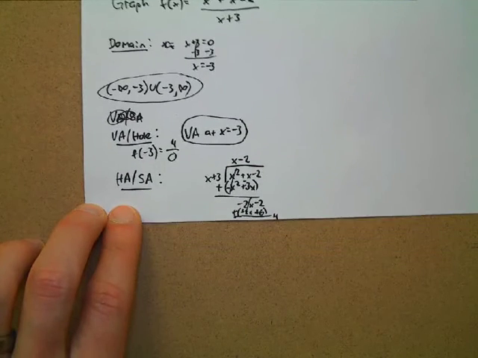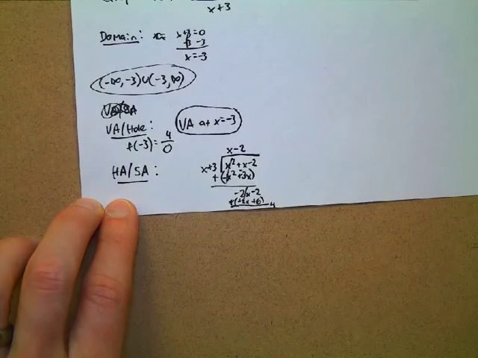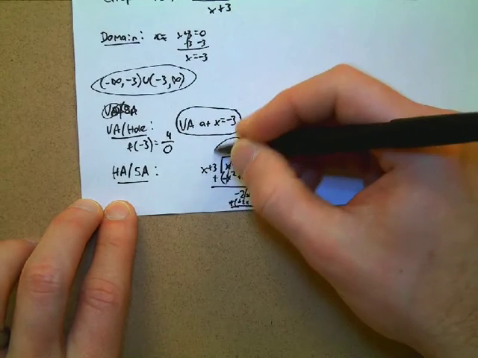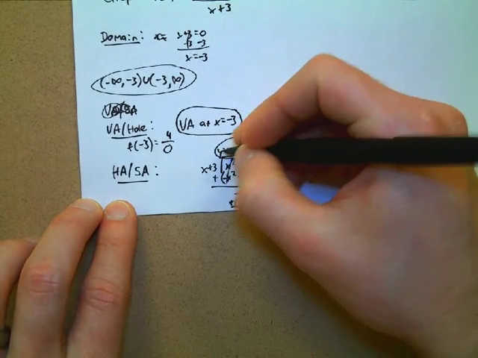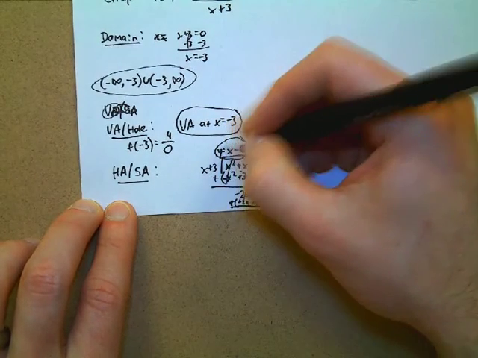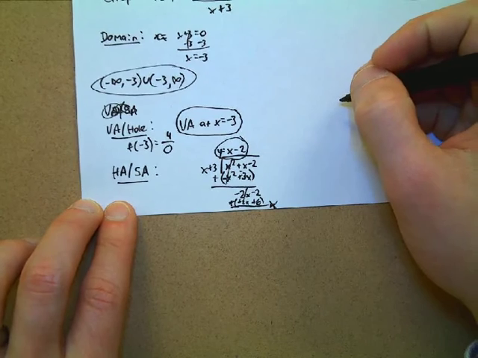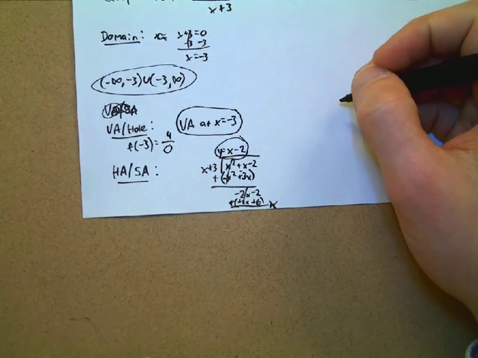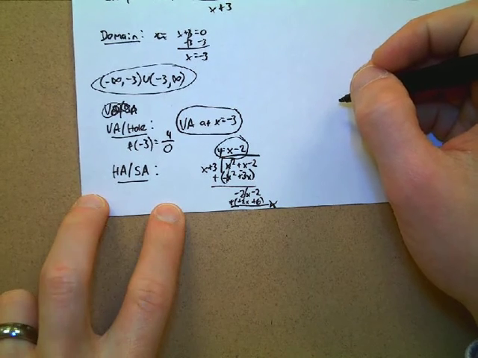4 is my remainder, but what would we do with the remainder? Throw it out. So there's the equation of my slant asymptote. Okay? It's just the answer without the remainder. So y equals x minus 2 is your slant asymptote. Okay?